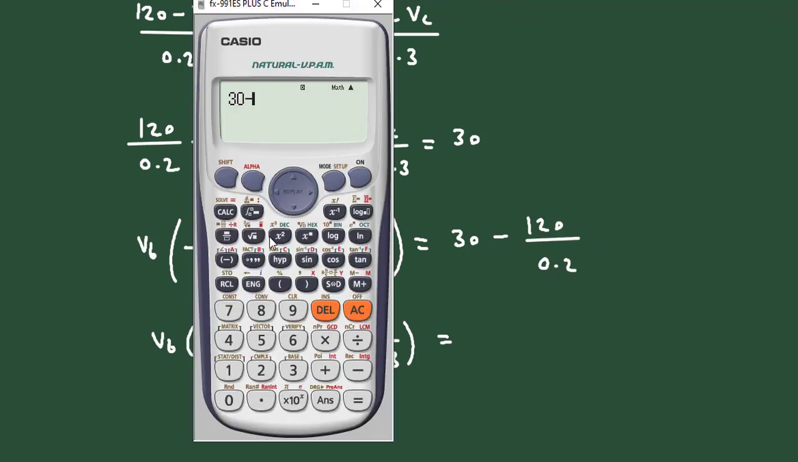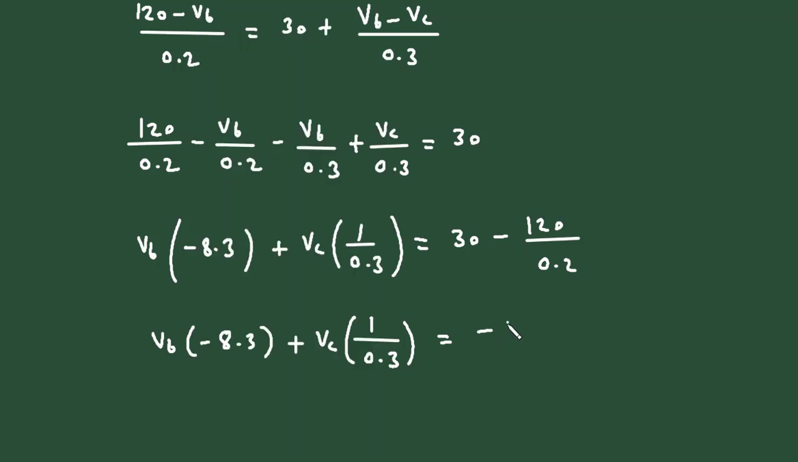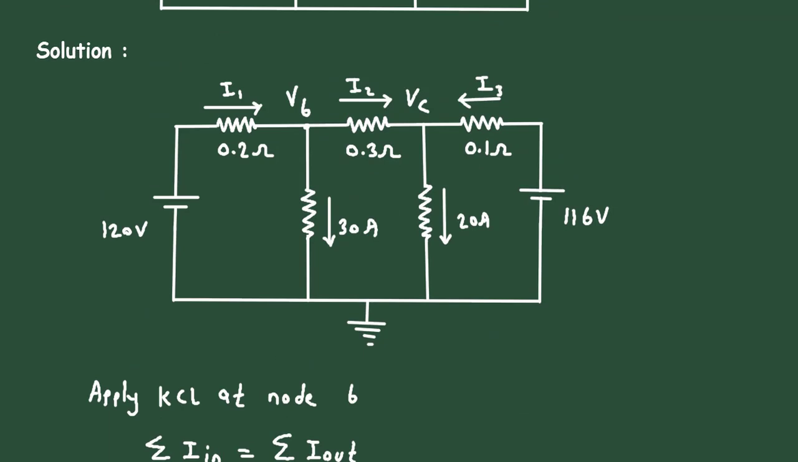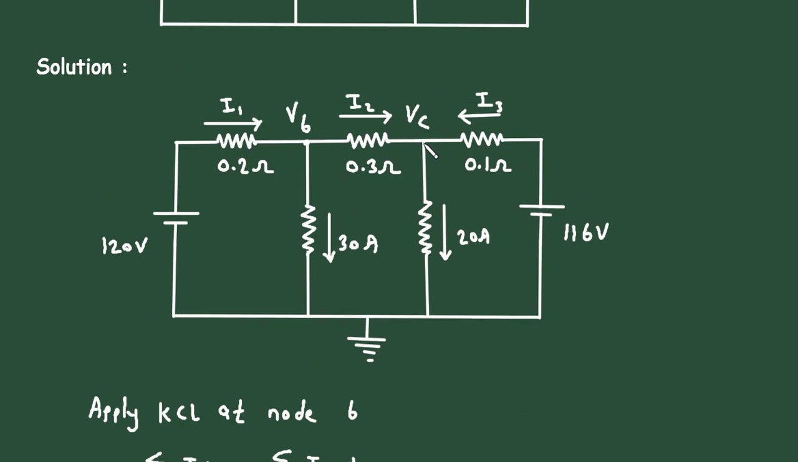30 minus 120 divided by 0.2. So it is minus 570. Let's say this is equation number 1. Now next we will apply KCL at node C.